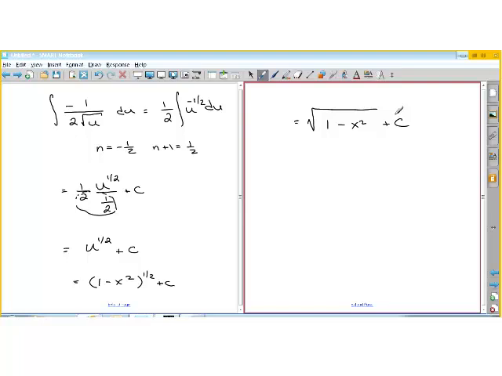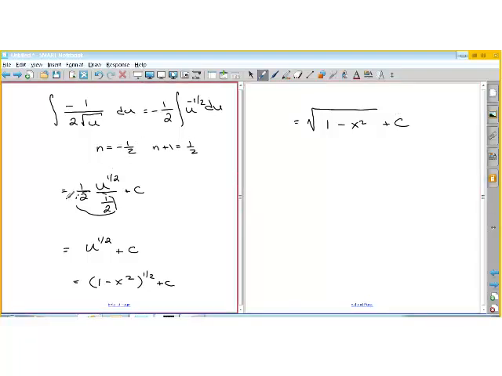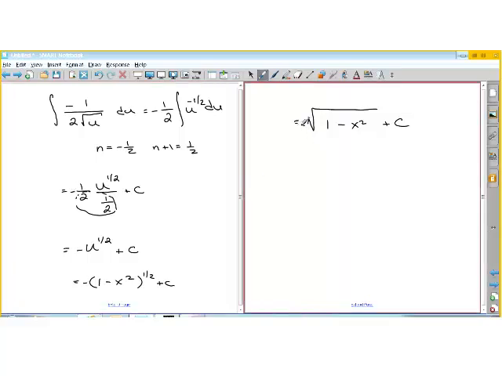And that was problem number 23, so let me just check. Negative, oh, I missed a negative sign, didn't I? Where did I miss the negative sign? Oh, right there. So that's negative, that should be negative, that should be negative, that should be negative. Okay.